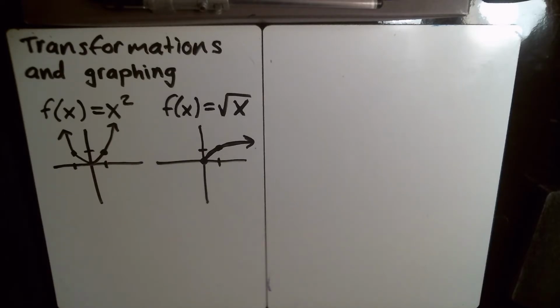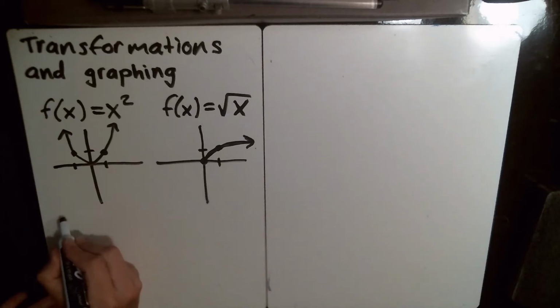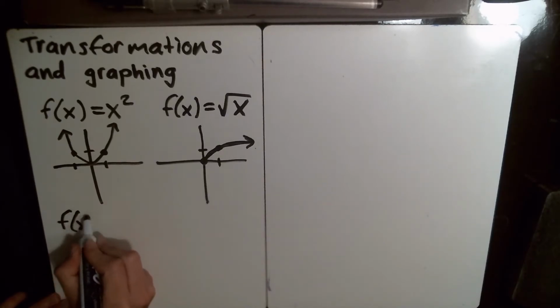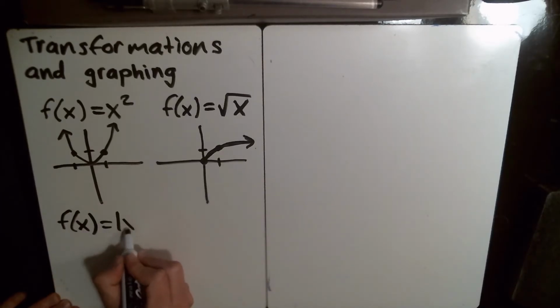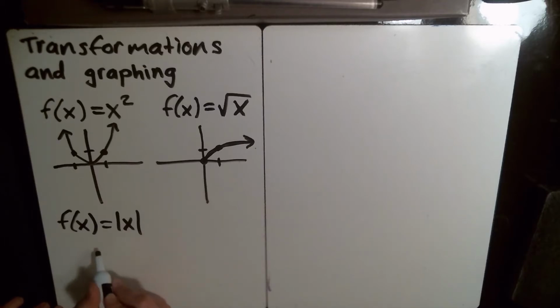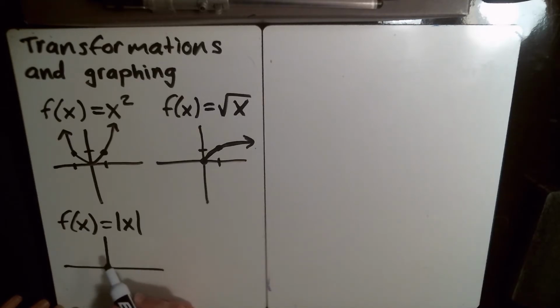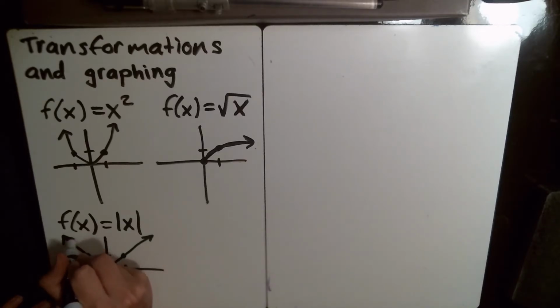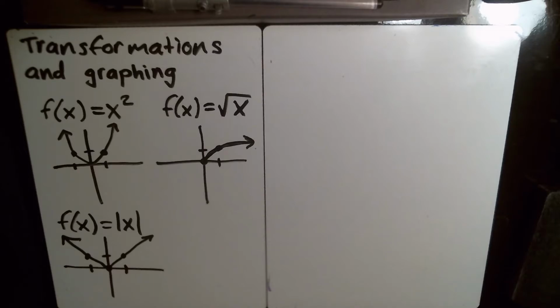And then another one we want to look at is the absolute value of x. What does that look like? It's a V. So it goes through 0, 0, goes over 1, up 1, and it just has some straight lines shooting out from there.